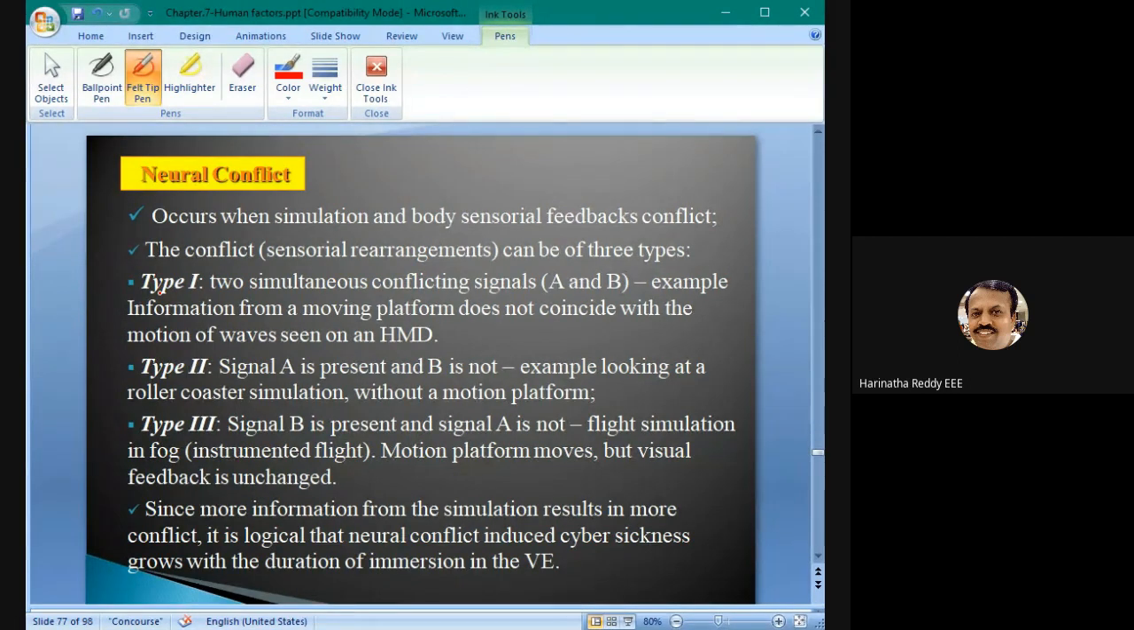Similarly, type 3 is there: signal B is present and signal A is not. Type 1 is both A and B signals. Here, what is signal A? Nothing but information from a moving platform, the signal coming from the platform the user moves on. We call it information A.